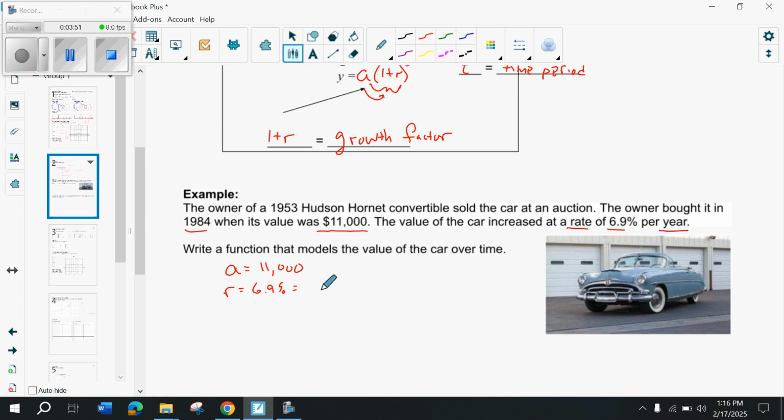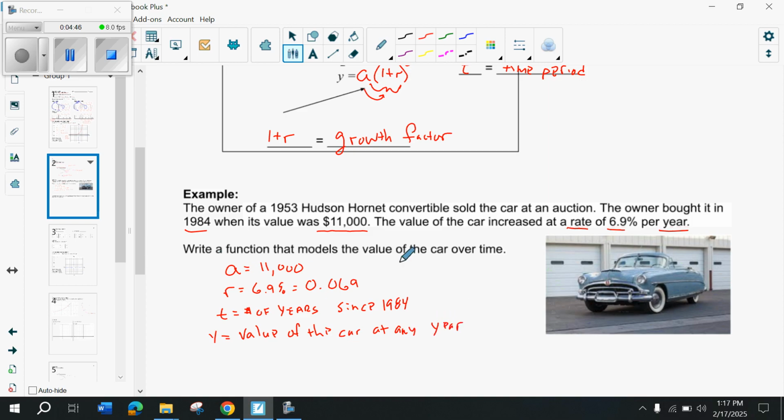But when we work with these, we have to put this in terms of a decimal. Everybody should know how to convert a percent to a decimal. This is going to be 0.069. And then here we can see that it's going up per year, so my time period is going to be in years. It is the number of years since 1984. And then I also know that y is going to be the value of the car at any year.